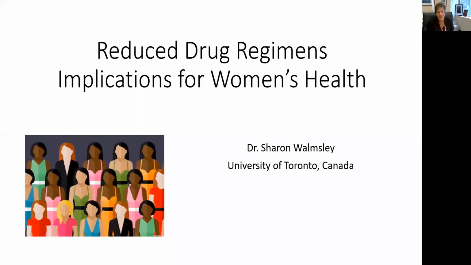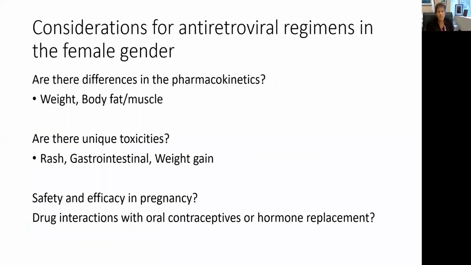Today, I'm going to talk to you about these reduced drug regimens and what the implications are for women's health. Whenever we think about antiretroviral therapy in women, there are some considerations that we need to take into thought. One, will there be differences in the pharmacokinetics of the drug, largely because women often weigh less than men, and there is often a difference in terms of the distribution of body fat and muscle.